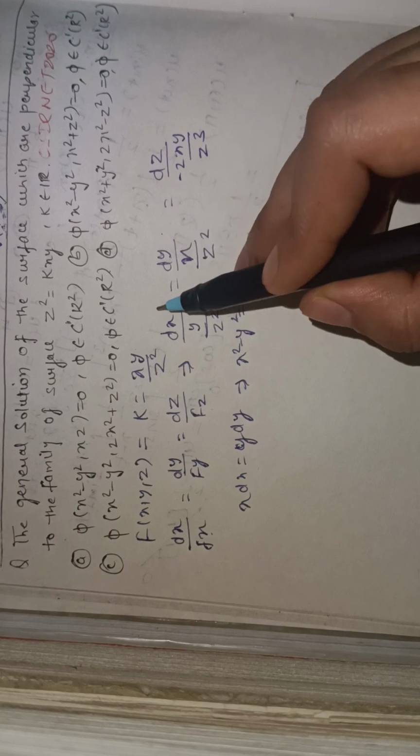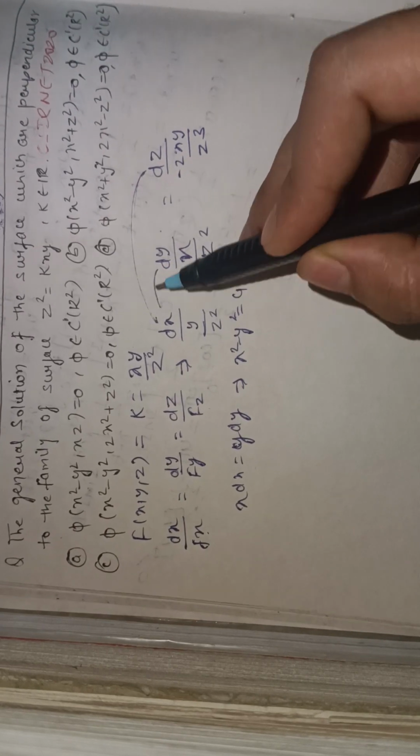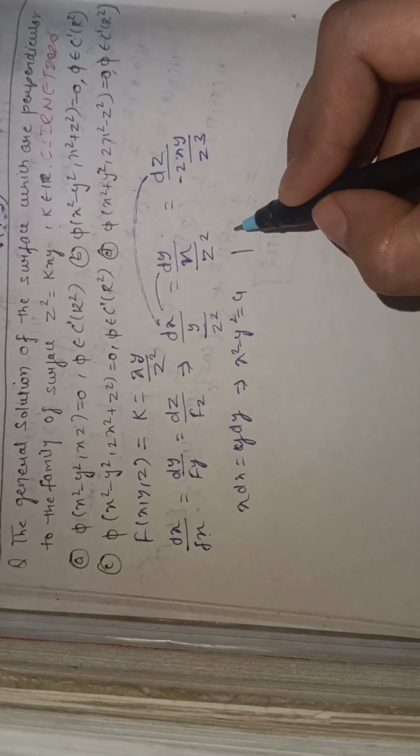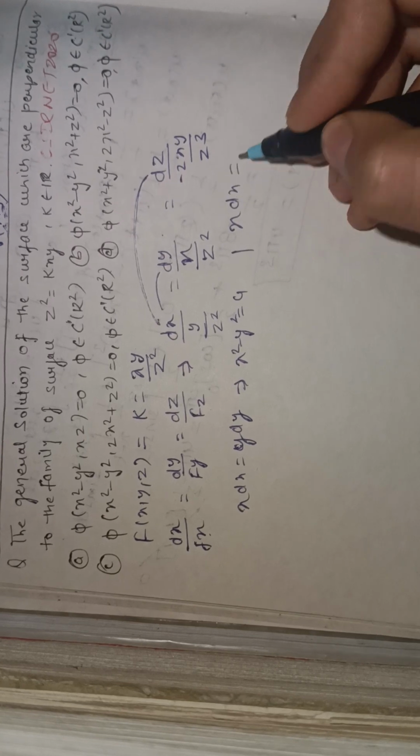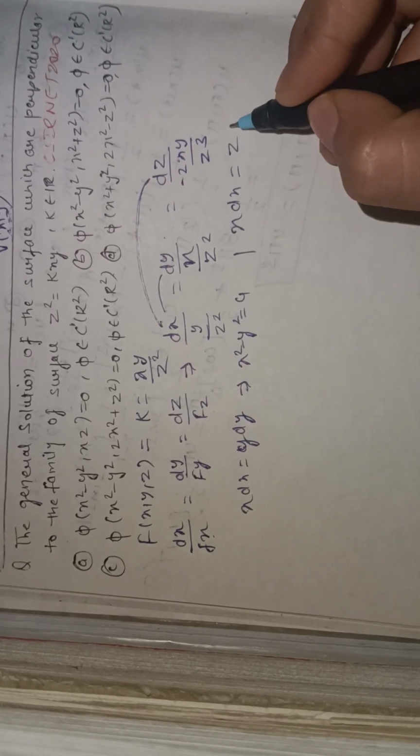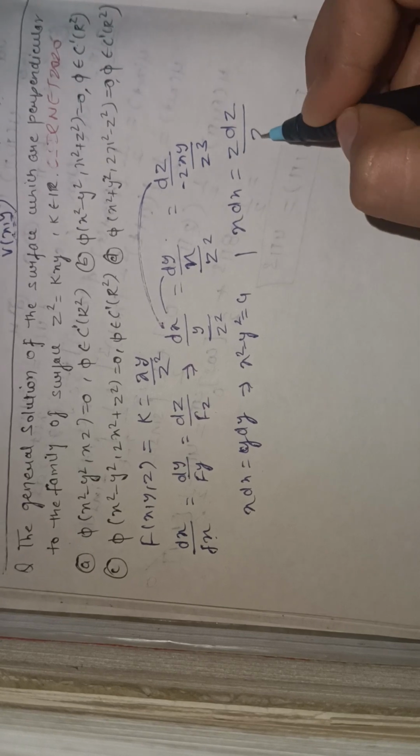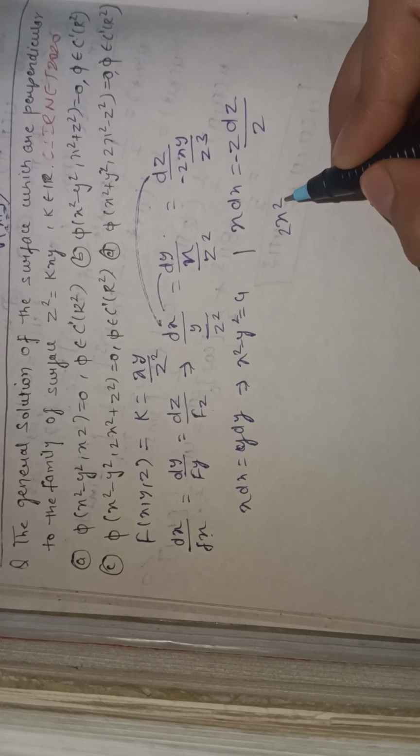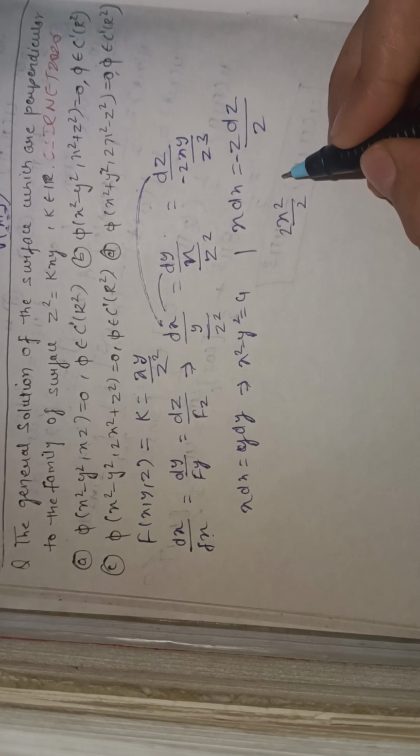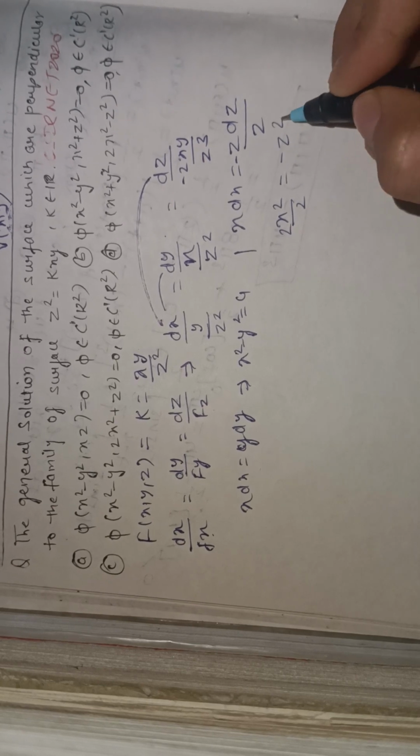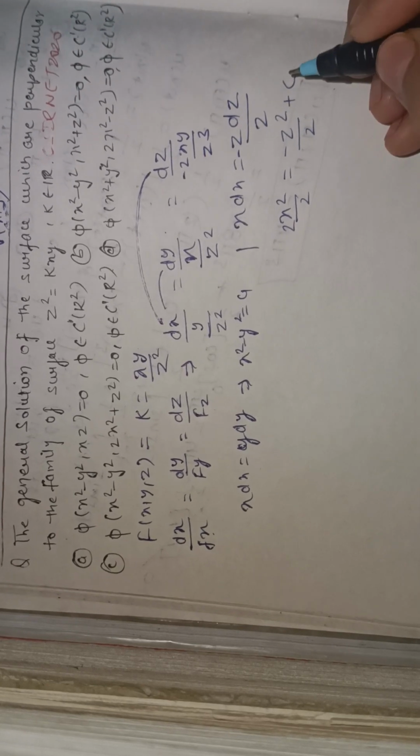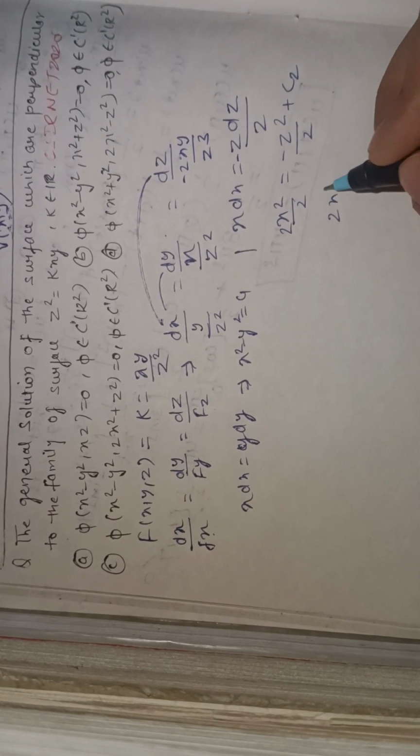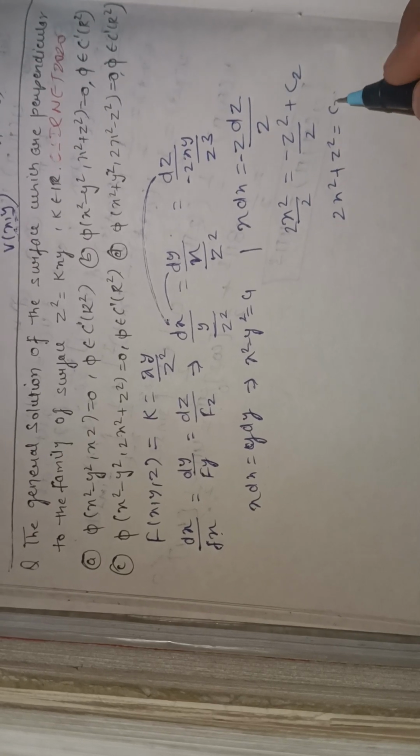Next we take the other two factors. If we take these two factors, what do we get? x dx equals z dz upon minus 2. So by solving this, 2x squared upon 2 equals minus z squared upon 2 plus c2. So what we get: 2x squared plus z squared equals c2.